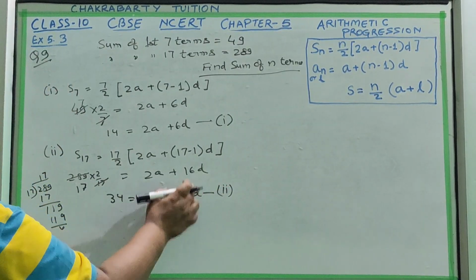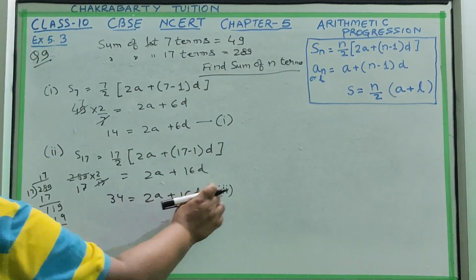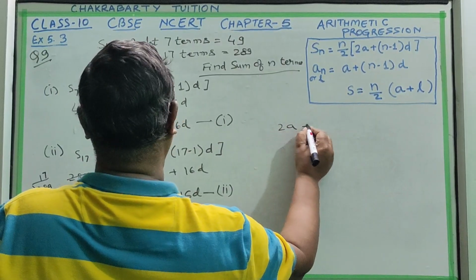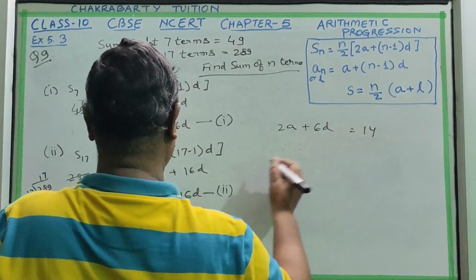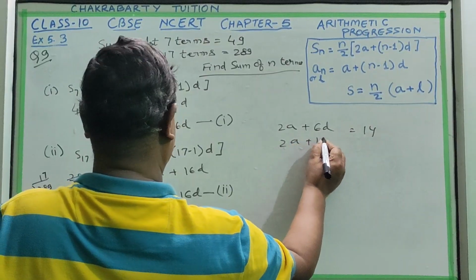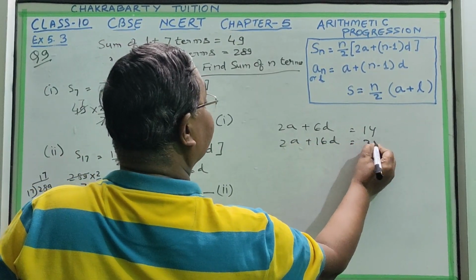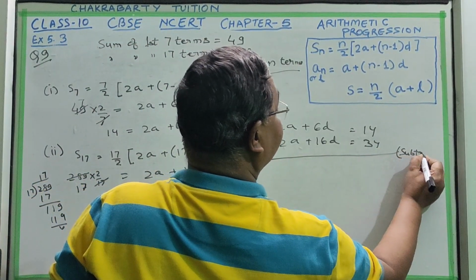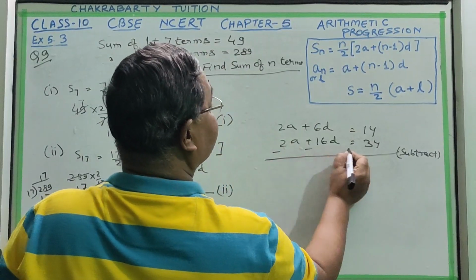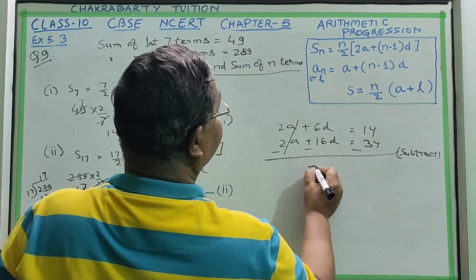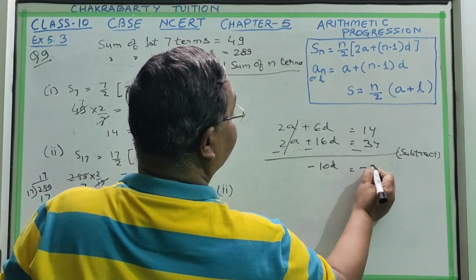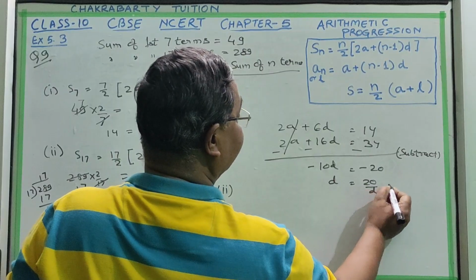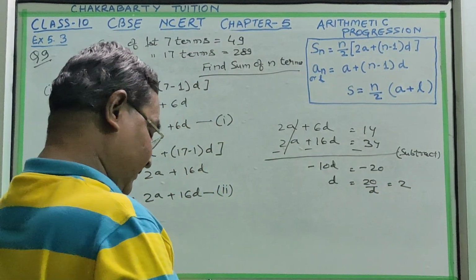From here we can find out a also and d also. So these two equations we are solving here. So 2a plus 6d is equal to 14 and 2a plus 16d is equal to 34. So on subtracting, this sign will change, the 2a will go out, and here it will become 10d is equal to 20 minus 10. So d will become 20 upon 10, d is equal to 2. We have found out d equal to 2.